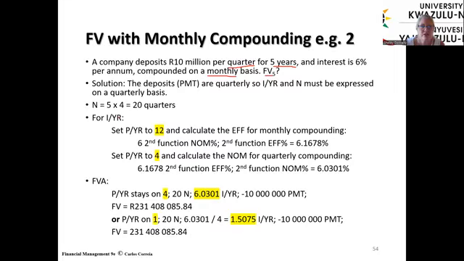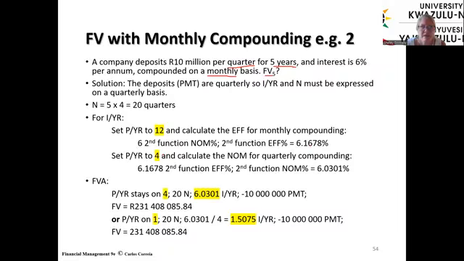So let's try and get an effective annual rate for monthly compounding. So 6 is our quoted rate, 6%, quoted nominal rate. So we enter that 6, second function, NOM to EFF. And because we've set our PYR setting to 12, the effective rate will actually be 6.16%.